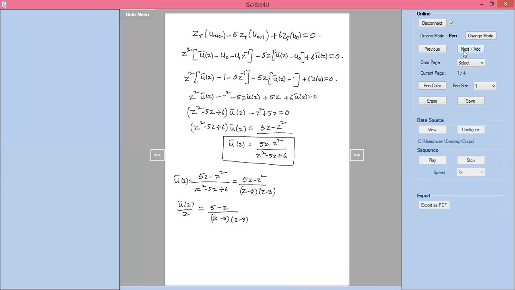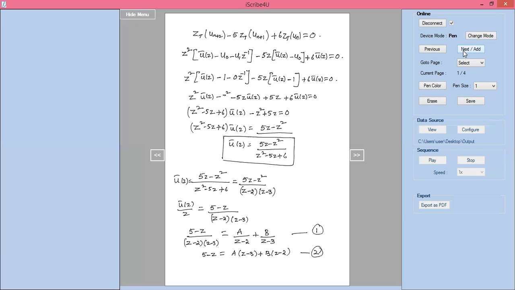Right. Now I can take the values and simplify here. How do you simplify this? We will take (5 minus z) divided by (z minus 2) into (z minus 3) equal to a divided by (z minus 2) plus b divided by (z minus 3). We cross multiply this. This is equation 1. So now I'll write 5 minus z equal to a into (z minus 3) plus b into (z minus 2). This is equation number 2.